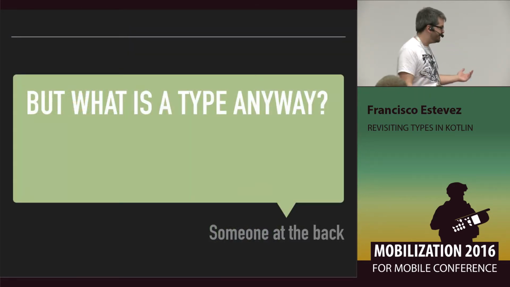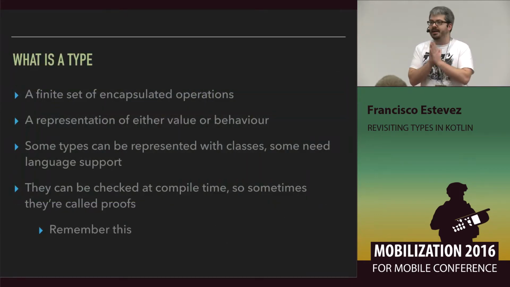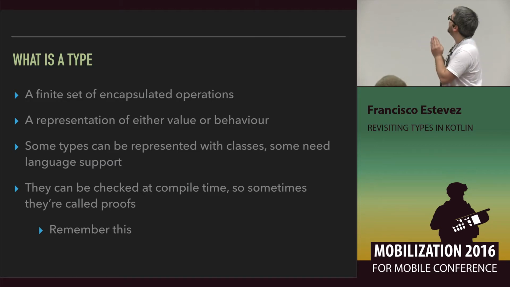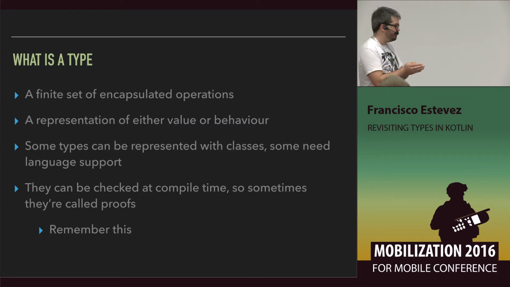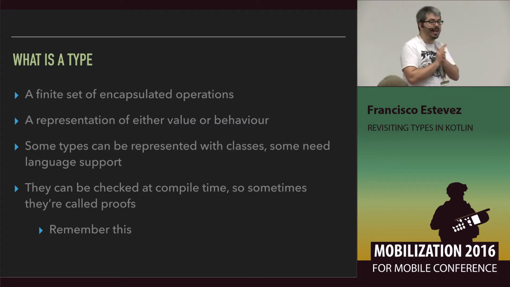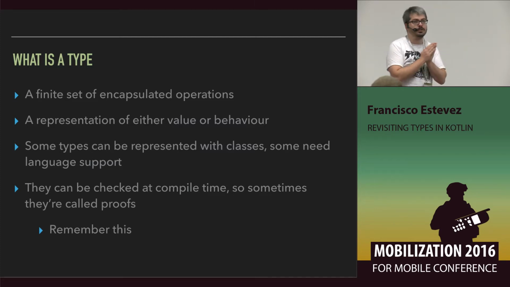So knowing all of this, what is a type anyway? Somebody at the back, just ask, what is a type? A type is a finite set of encapsulated operations. It defines a representation of either a value or a behavior associated with values. Sometimes it can be represented with classes, and some need some kind of language support. We'll go a little bit in depth with this in a moment.